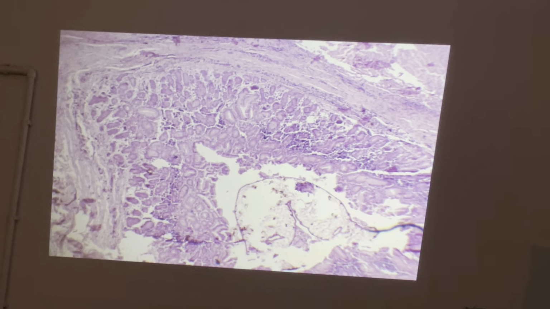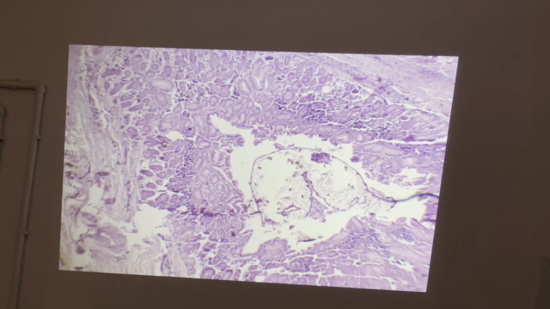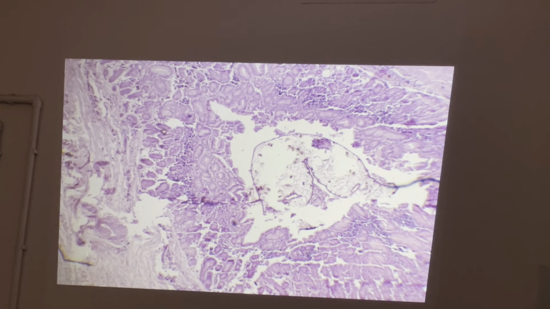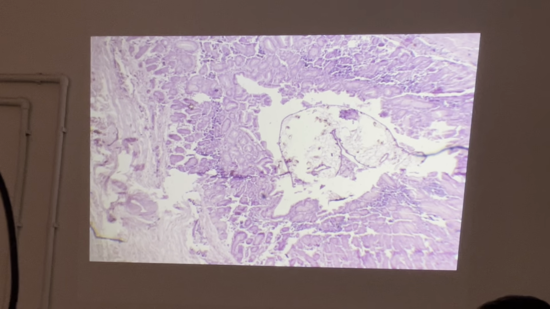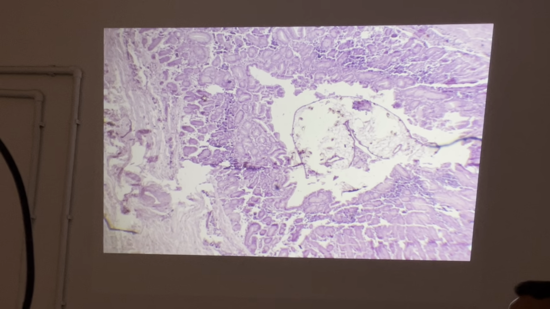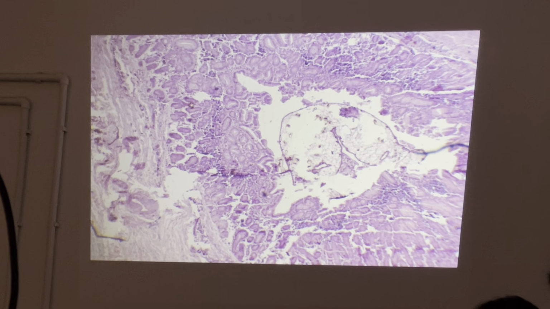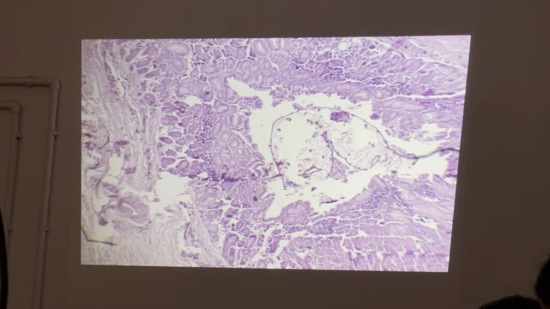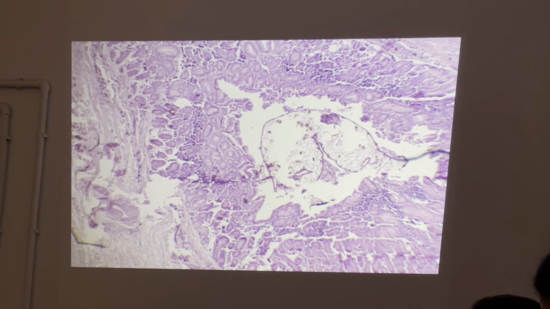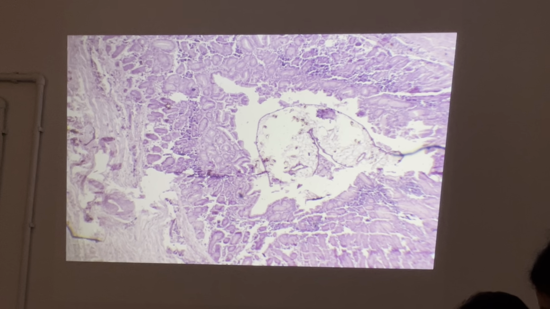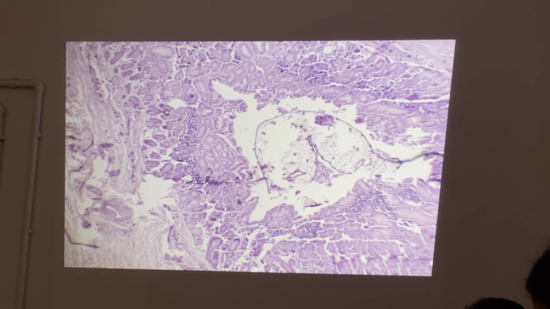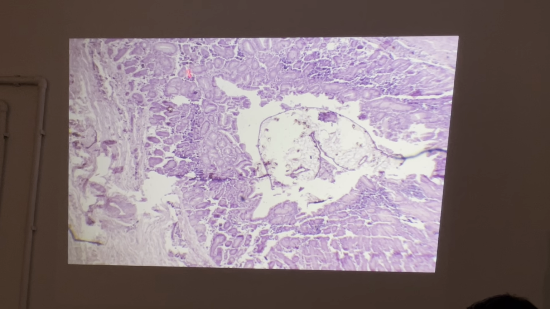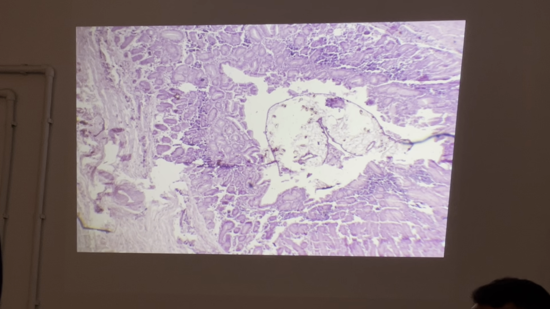Of the bile duct. What's it called? Biliary hyperplasia. What does biliary hyperplasia mean? The biliary means the bile duct. The hyperplasia means there is a proliferation of what? Of the bile duct. What else?